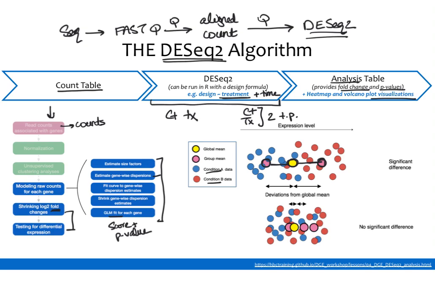So in this one, there's a significant difference between this mean and the global mean. But in this one, for example, all of the molecules are jumbled together. And so if we look at our 2 group means and we look at the yellow circle, they're all almost on top of each other. And so we're not going to see a significant difference between these 2 groups.